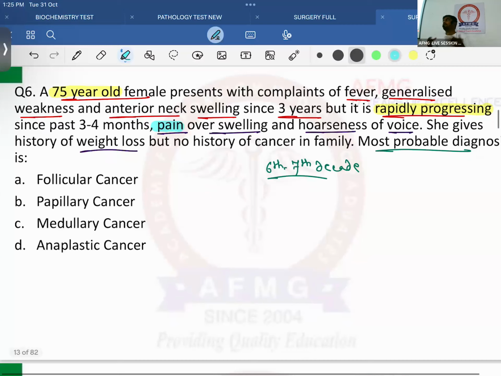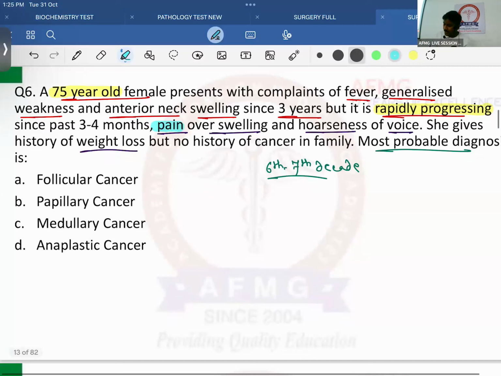Third important, as it is rapidly growing, it can compress which nerve beta? Recurrent laryngeal nerve. And as it compresses recurrent laryngeal nerve, the patient will have hoarseness of voice. All of these, and weight loss obviously seen in any cancer. All of these are suggestive of which cancer?